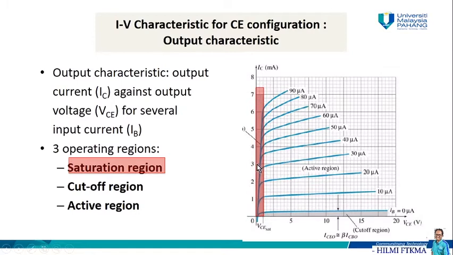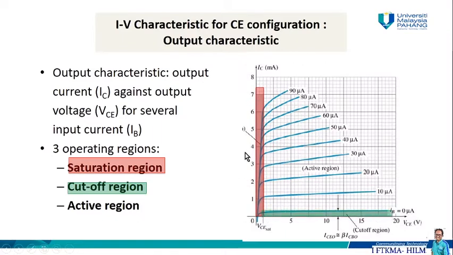this part. And then we have the cut-off region, where both junctions are reverse biased, and the IB, the input current at the base, is very small, and essentially no current at the collector will flow. IC will be equal to 0, and we can say that IC is essentially 0 with the increasing of the output voltage VCE. So the cut-off region is here.